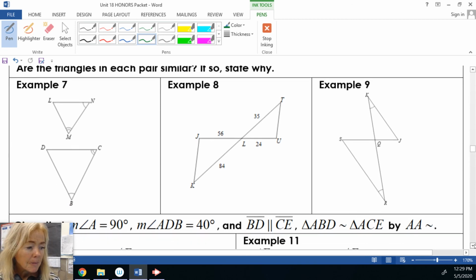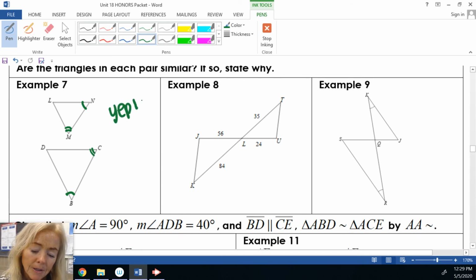So if you look at example 7, we have N and B that are congruent. They have an arc saying so. And C and M are double arced each, so that means they're congruent. And therefore, we have the 2 congruent angles. So, yep, they are similar by angle similarity.